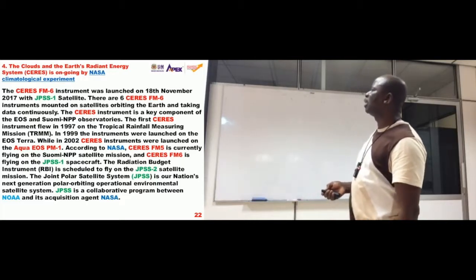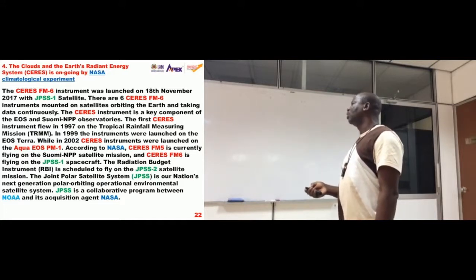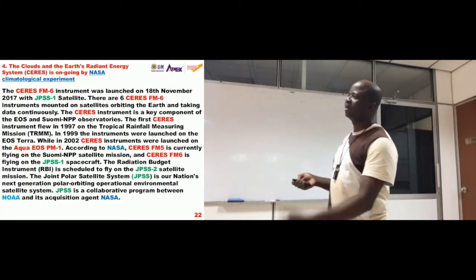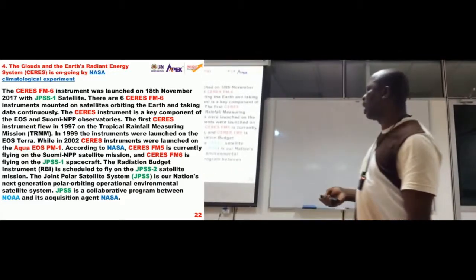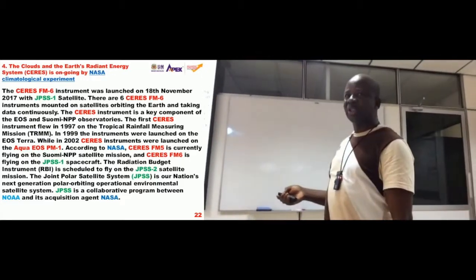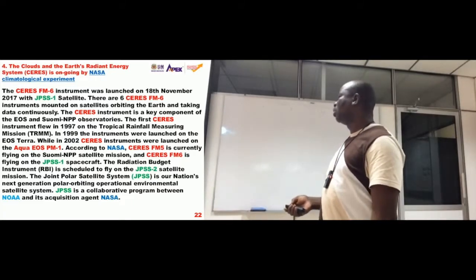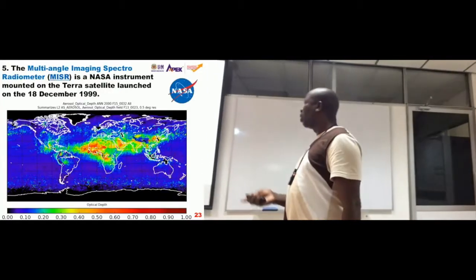The Radiation Budget Instrument, which is RBI, is scheduled to fly on the JPSS-2, while the JPSS is part of an American program with other countries like Japan, Europe, and so on. So NOAA and NASA collaborate together to launch.